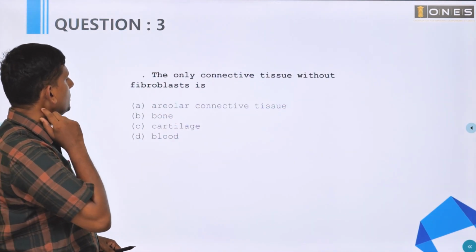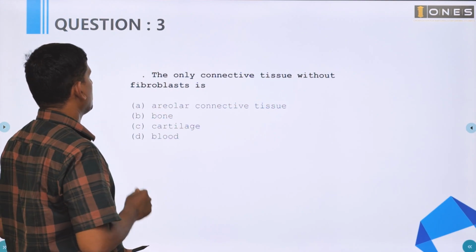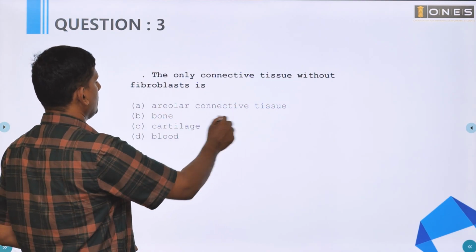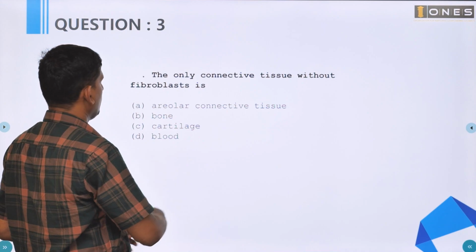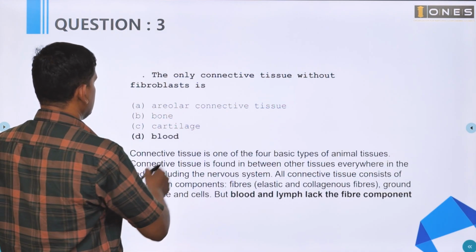Okay. So the next question: the only connective tissue without fibroblasts is which? Option A, areolar connective tissue. Option B, bone. Option C, cartilage. Option D, blood. So the right answer is blood.